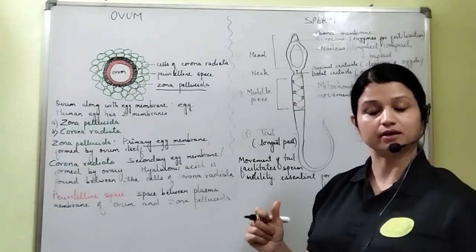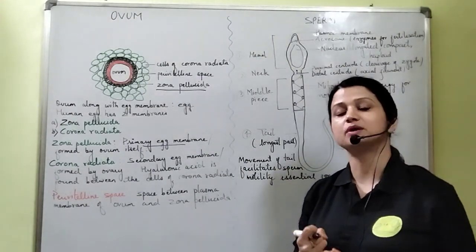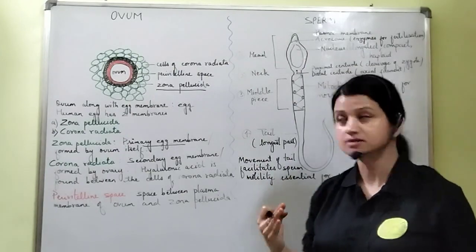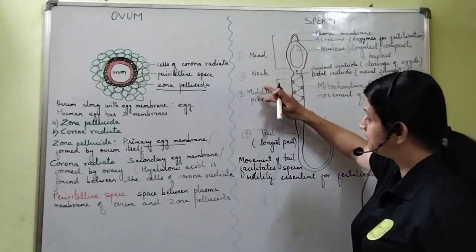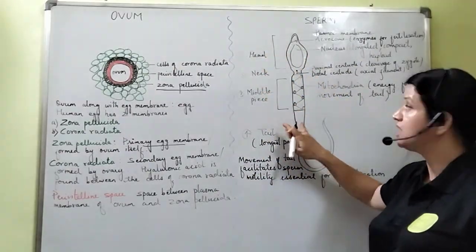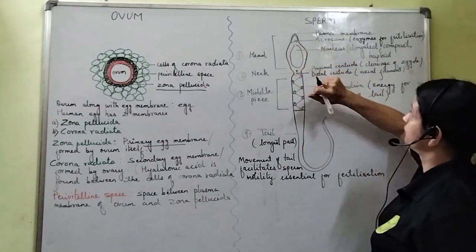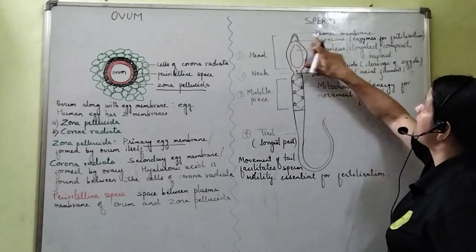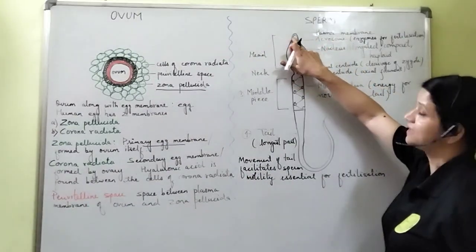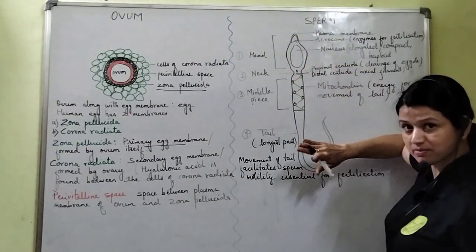Do remember, tail is the longest part. So human sperm can be divided into four parts: head, neck, middle piece and tail. Now just see here, this is the head. The head consists of, here you can see at the tip, acrosome is present. Clear? The whole sperm is covered by plasma membrane.